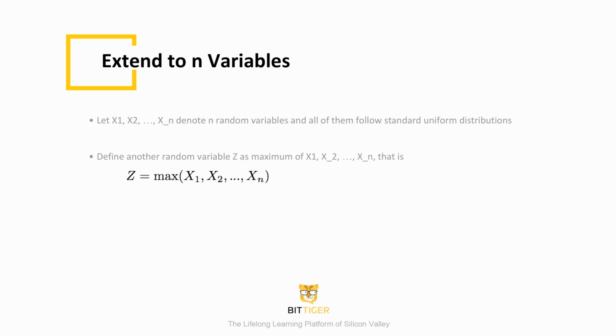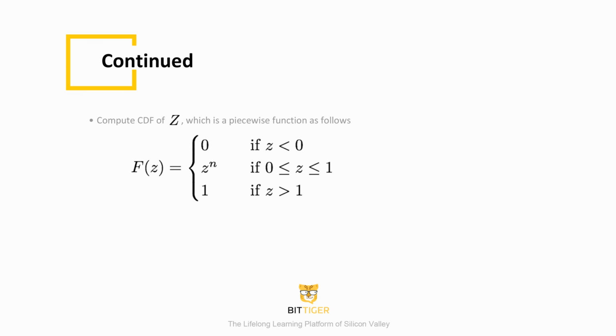Let x1, x2 to xn denote n random variables, and all of them follow standard uniform distributions. The question becomes finding the expectation of the maximum of all these n random variables. We define another random variable z as the maximum of x1, x2 to xn. We can compute the CDF of z, which is a piecewise function, in the same way as the 2-variable case. The CDF of z is given as follows. F of z equals 0 for all z less than 0, and 1 for all z greater than 1. F of z becomes z to the power of n for all 0 ≤ z ≤ 1.